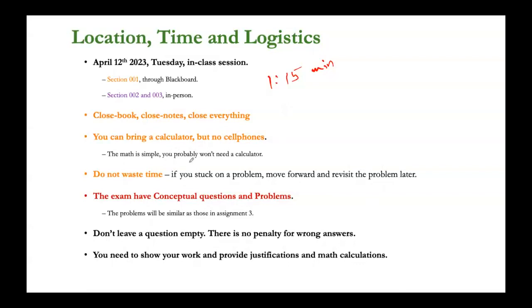As said, do not waste your time. If you get stuck on a problem, just move forward and return to the problem later. The exam has some conceptual questions and some problems. There will be a total of 16 questions, covering the 3 topics of basic CPU implementation, pipelining, and branch prediction. It is a short answer question type.